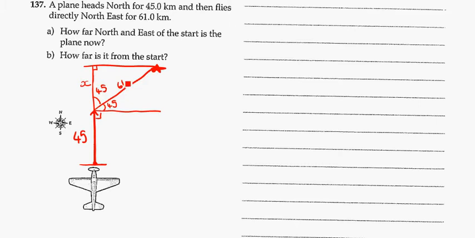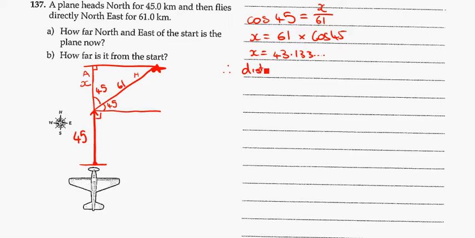Here's an angle. This would be the hypotenuse of the smaller triangle, and this would be the adjacent side. An A and an H, we could use CAH. Cos of 45, CAH, equals adjacent over hypotenuse. So working out x, it's going to be 61 times cos of 45. And that's 43.133.